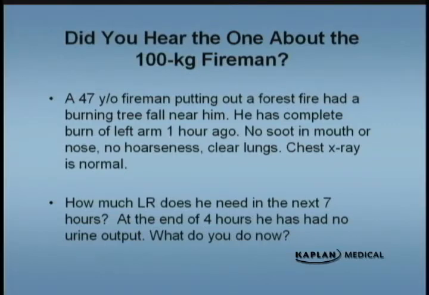Well, if he is 100 kilograms and he has a 10% body burn, that's 1,000, times 4 is 4,000 cc's at least over the next day. So he needs approximately 2,000 cc's, or 2 liters, over the first 8 hours since his injury. So the answer is he needs at least 2 liters.